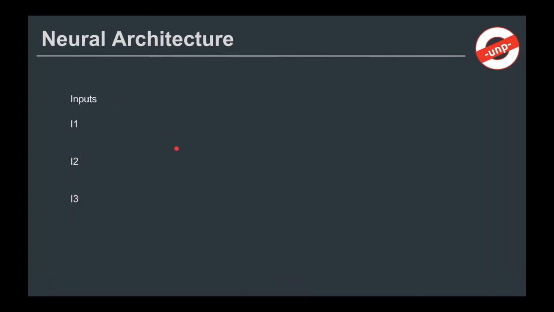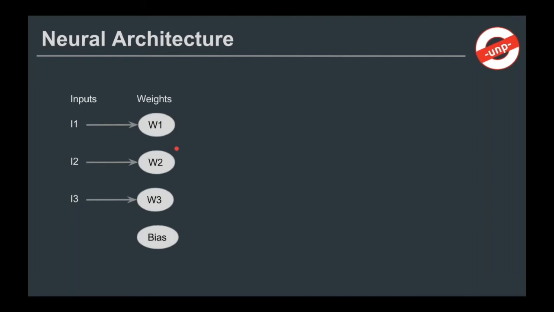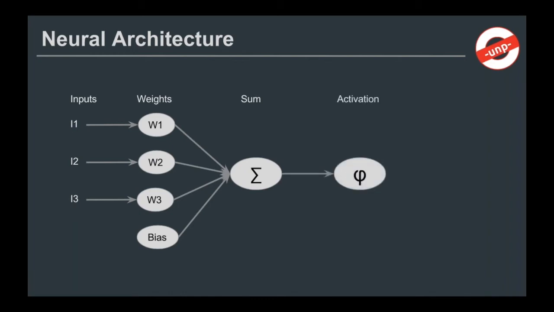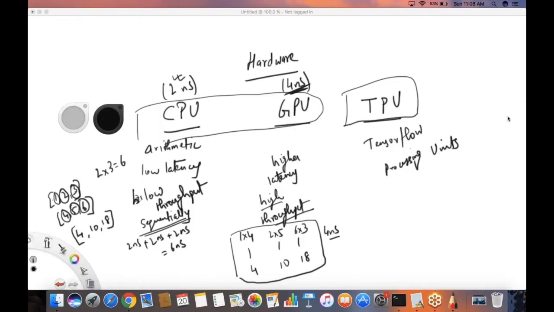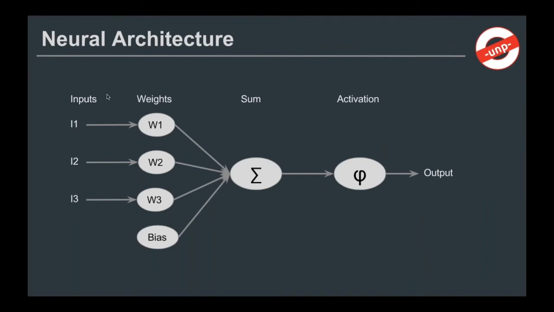Okay, now in the next layer I have these weights and these biases that I have to train, and then I sum it all up, put it through an activation, and then finally I have my output. What do I mean by this? So a typical neural network architecture, to be broken down, looks like this. I have input, let's say this is 1, this is 2, and this is 3.